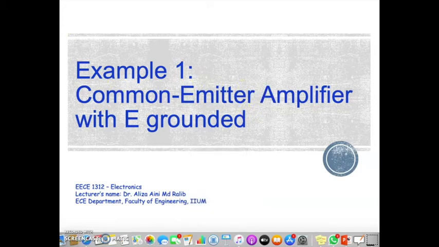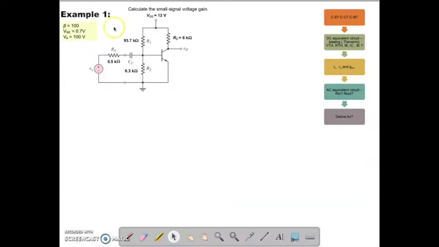So now let's continue the examples of the first type, that is common emitter amplifier with emitter grounded. This is the example of the circuit with all the values given here. Beta is 100, your VBE is 0.7, and your early voltage is 100. So how are you going to solve this question?